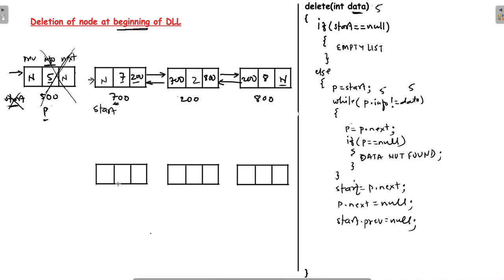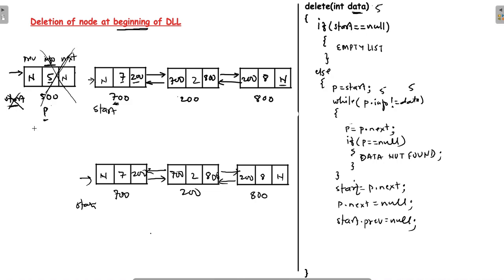And your final list will become like this. This is null, 7, 200. The address is 700. This will be your starting point. This will be 700, so it is pointing to the previous. This is pointing to the 200. This is 2, it is 800, so pointing this to the next. This is pointing to the 200, 8, null and 800. So this is the new doubly linked list after deletion of a node from the beginning of the list.